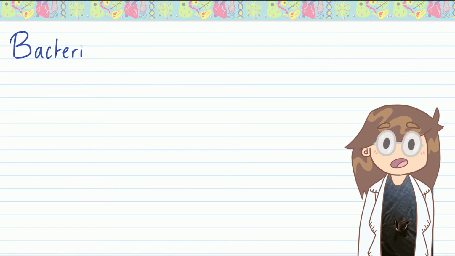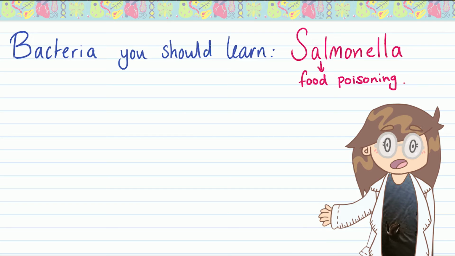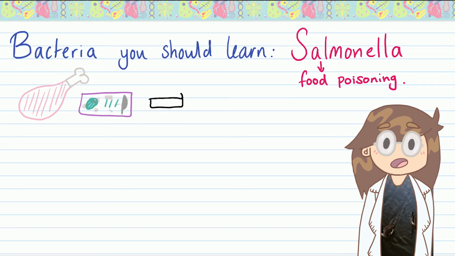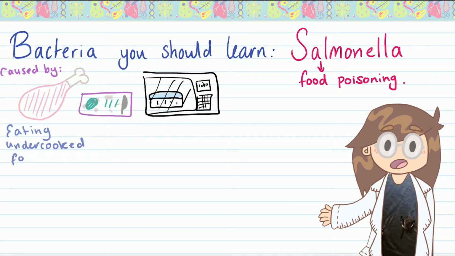Now, there are two bacterial illnesses you need to go away and learn. The first is Salmonella, which is best known for causing food poisoning. If you've ever eaten a dodgy takeaway or regretted reheating that 3-day-old pizza, you have Salmonella to thank for that. You can become infected with Salmonella through eating undercooked food, especially meat, eating food that's prepared in unhygienic conditions, or improperly reheating food. Symptoms of Salmonella poisoning include vomiting, diarrhea, stomach cramps and fever.